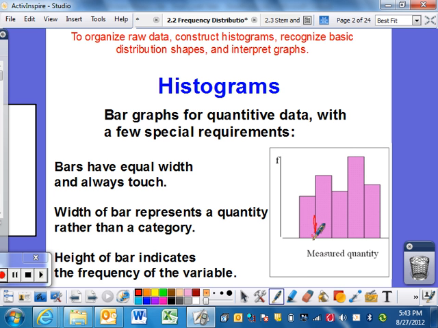The width of the bar represents a quantity. Okay, and we're going to call this the class width, and we're going to talk about that in a second. But this is going to be some quantity. It might be 2 units. It might be a weird number, and we'll show you all that in a second. The height of the bar is the frequency of the variable, so that's no different than a bar graph in that sense.